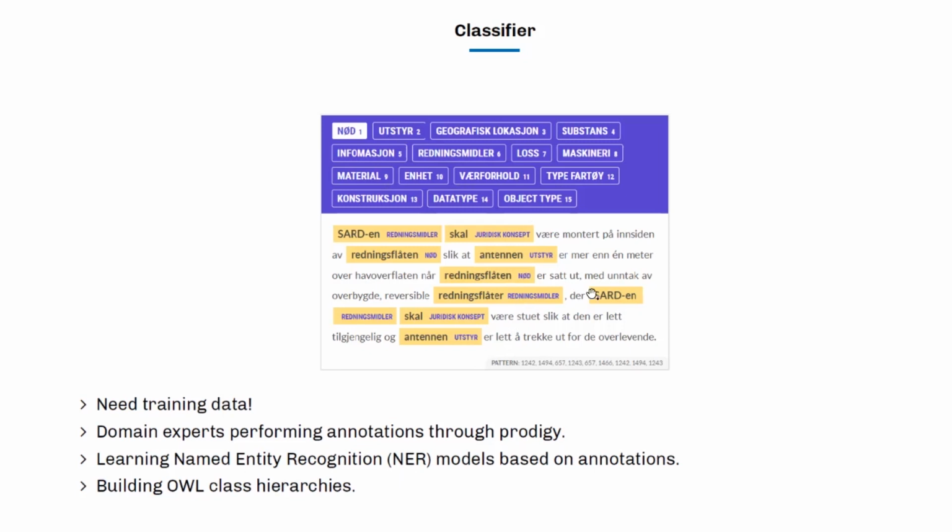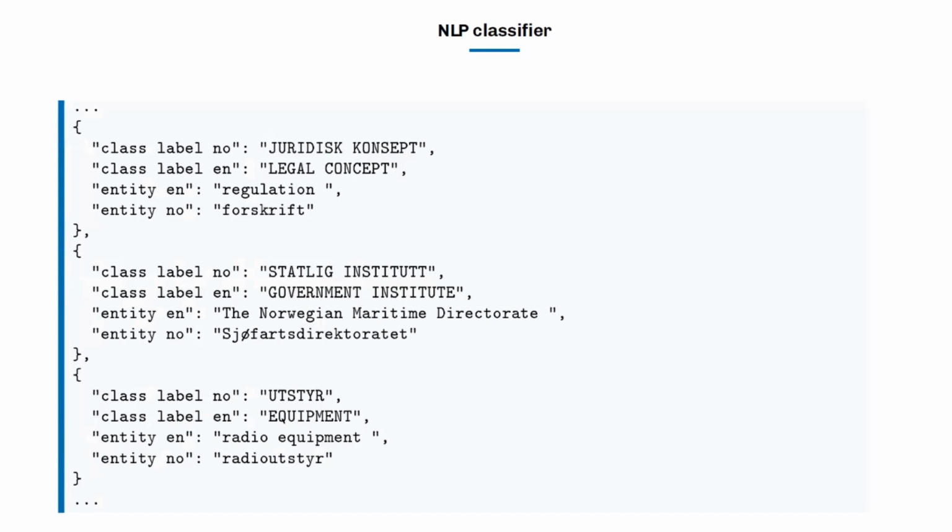And the classifier is still work in progress. So we aren't actually in production with the classifier itself, but the identifier has been in production for over half a year now. Yes, and the output from the classifier is quite an easy one. It's only the subclass relationship between the entity and the class itself.